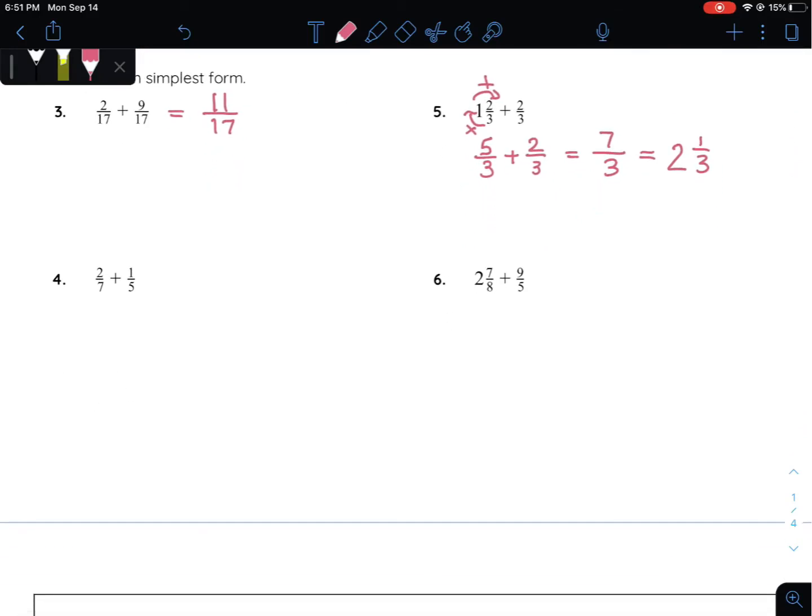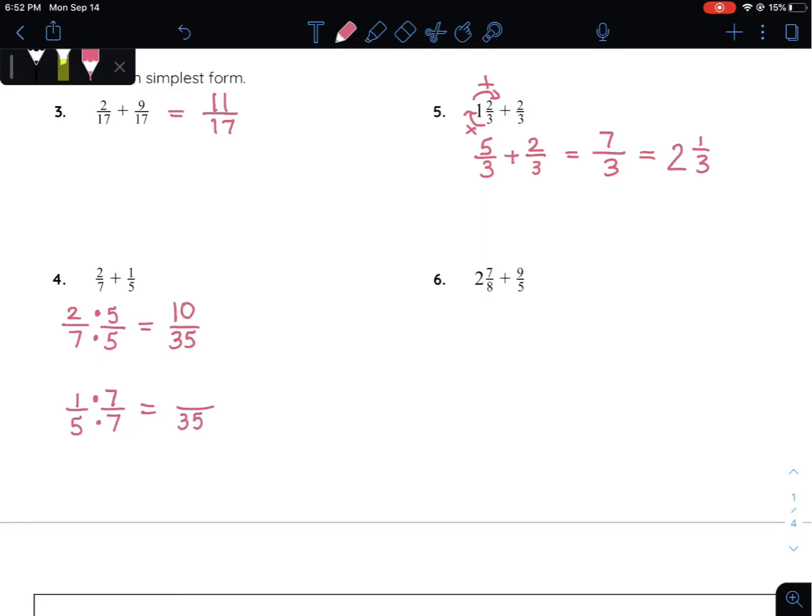Okay? 2 sevenths and 1/5. Sevenths and fifths are not the same things, but we could make them into the same things, and then we'd be able to add them. So we can do 2 sevenths and 1/5. I'm just going to multiply this first one by 5/5. Remember, that's equal to 1. And I'm going to multiply the second fraction by 7/7. Why? Because that's going to give me in both fractions a denominator, a bottom number of 35.